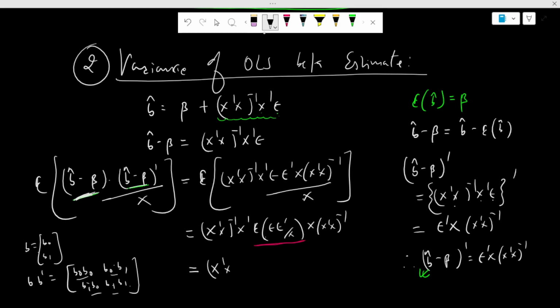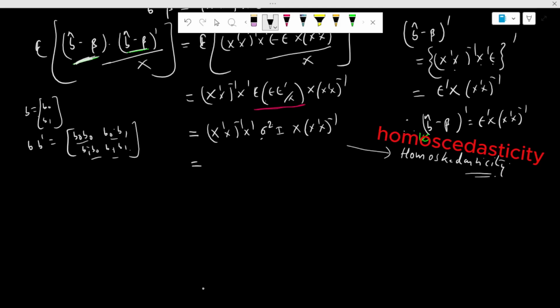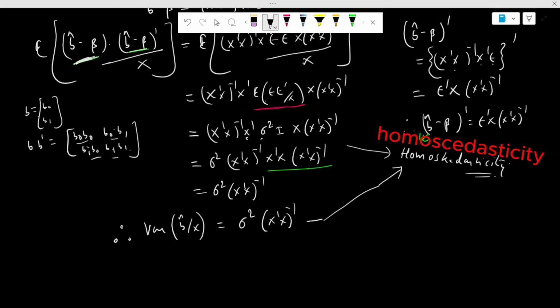So x transpose x inverse x transpose, and the expectation of this value, let me call it sigma square I, the identity matrix, and x transpose x inverse. Sigma square is the variance of the population residual term. I'll explain it in a while. And we have assumed homoscedasticity, so sigma square is constant. We are left with x transpose x inverse x transpose x, and then again x transpose x inverse. So they are inverse to each other. This is equal to the identity matrix. So the conditional variance of beta is equal to sigma square x transpose x inverse when we make an assumption of homoscedasticity.